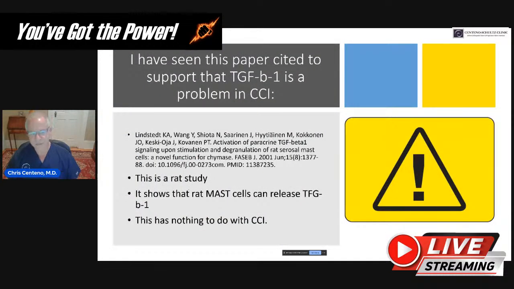I've also seen this paper cited on websites that talks about TGF-beta 1 being a problem for CCI patients. This is a rat study. It actually talks more about mast cells releasing TGF-beta 1 than anything else, and it has nothing to do with craniocervical instability.